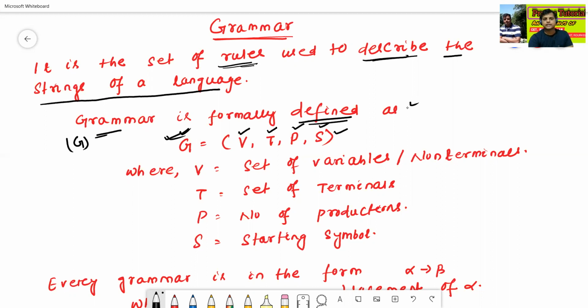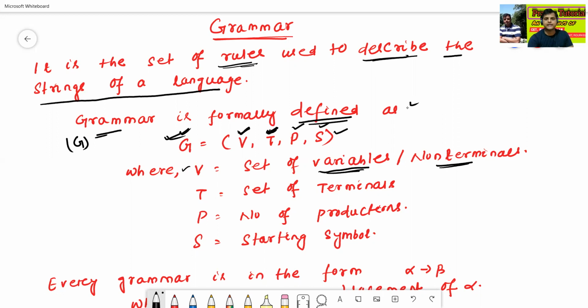The next one, what is the meaning of V? Grammar G is defined as four tuples. The first tuple is called V. V means the set of variables, also called non-terminals.